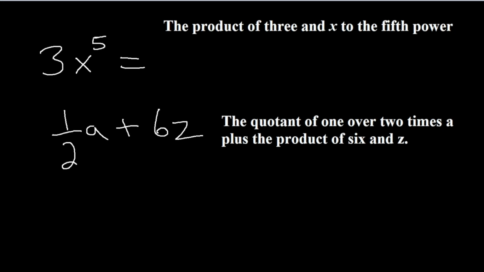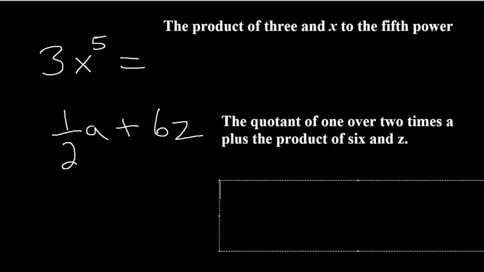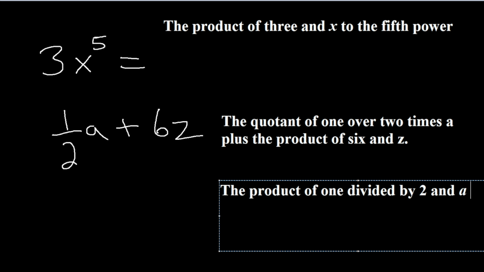And one other way you can put this is, instead of using the quotient, we can actually use the words divided by. That's perfectly fine as well. So we can even say the product of 1 divided by 2 and a plus the product of 6 and z. Now, it's not super important that you use the product of 1 divided by 2, or you could say 6 times z versus the product of 6 and z, as long as we get it across in plain English. As long as we get the idea across, that's really the main point, because what we're obviously going to get into is word problems.